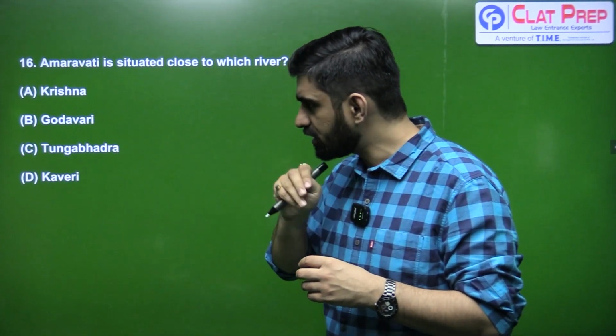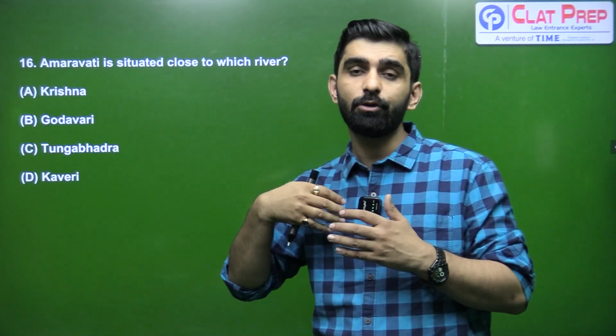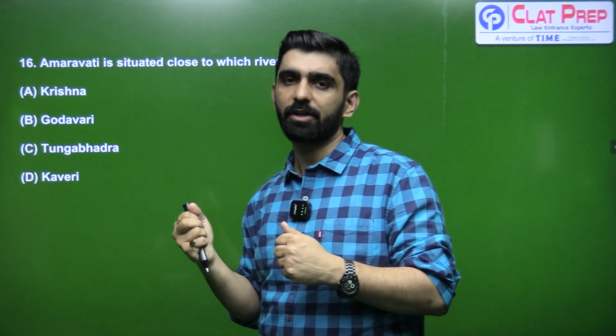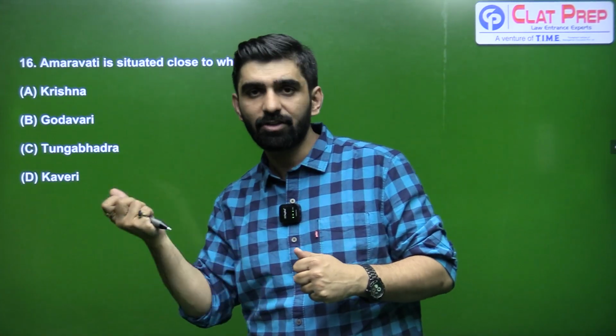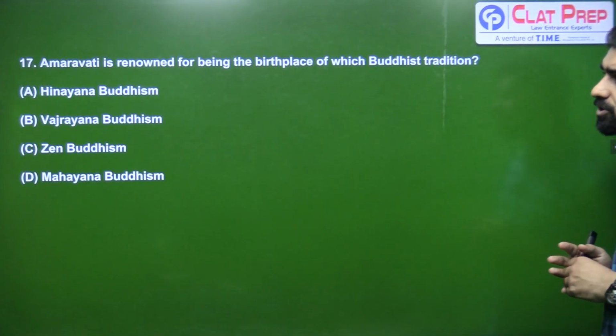Four river names are mentioned here, and we have discussed this also, that Amravati, which is supposed to be the new capital of Andhra Pradesh, would be on the banks of Krishna river, or is on the banks of Krishna river. So the correct answer for 16th is going to be option number A. Moving on to the next question.